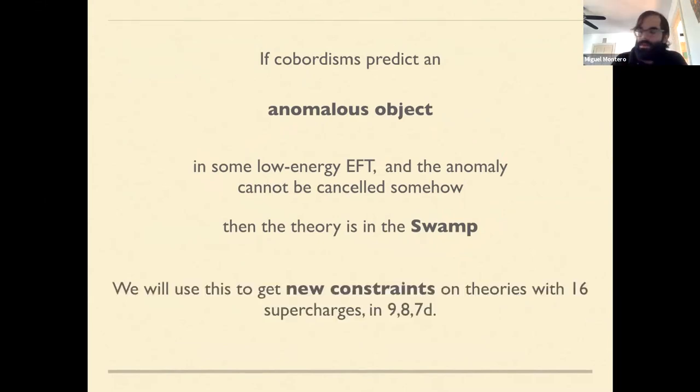And so we're going to be using this to get constraints on theories with 16 supercharges in supersymmetric theories in D bigger than 6. In particular, we're going to be able to explain the rank.